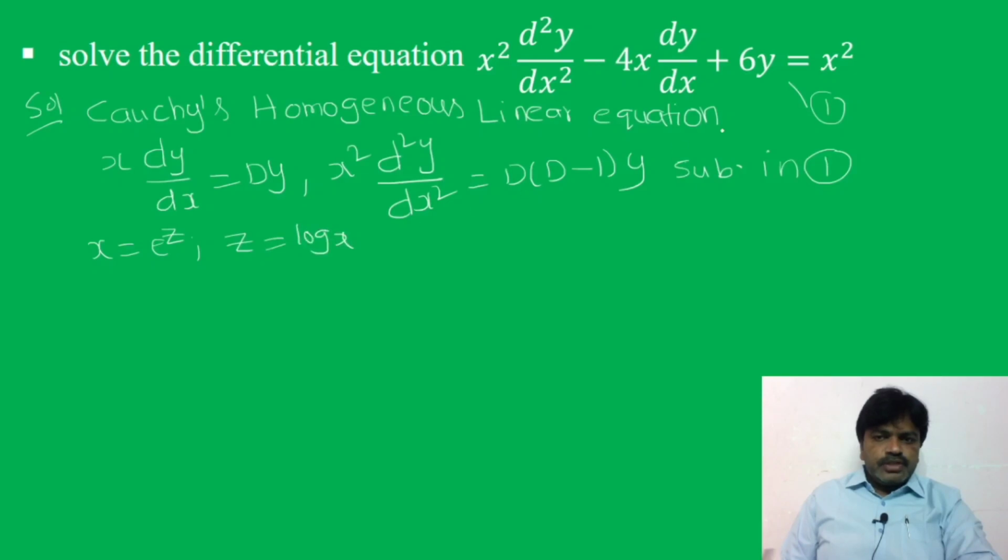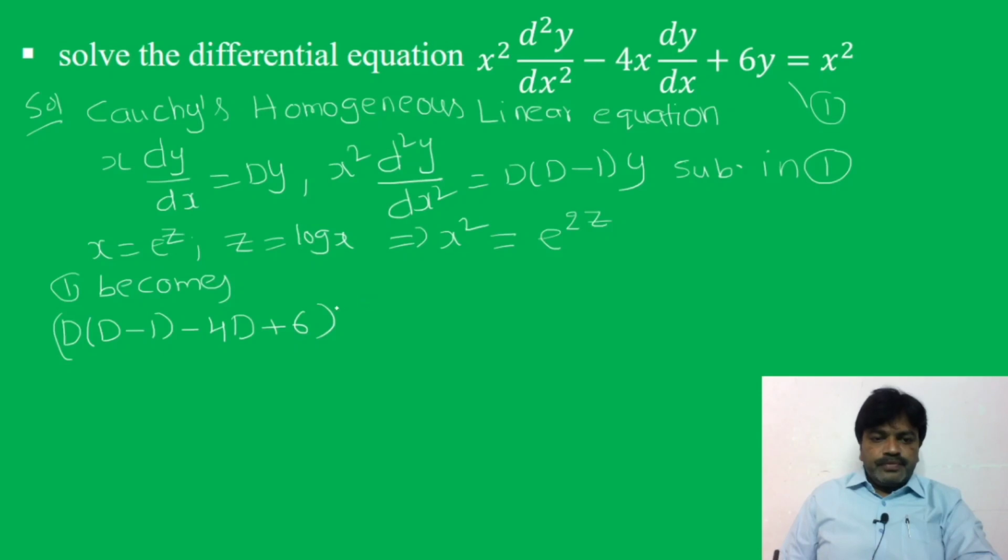We know z is equal to log x. We have x square, friends. Squaring on both sides, we get (a power m) whole power n, so that the x square value is e power 2z, friends. Now in equation one, x square d square y by dx square becomes d into d minus 1 into y. So I want to take y in common, friends. So d into d minus 1, minus 4 into x dy by dx, d, plus 6, into y, that is equal to x square, whose value is e power 2z.